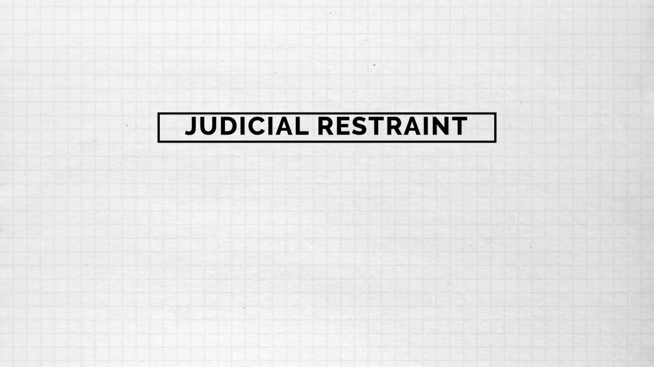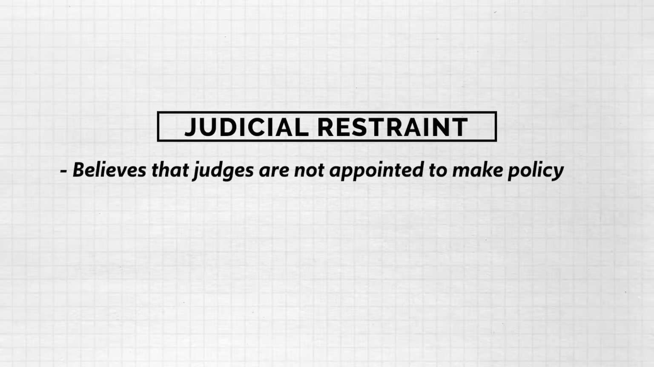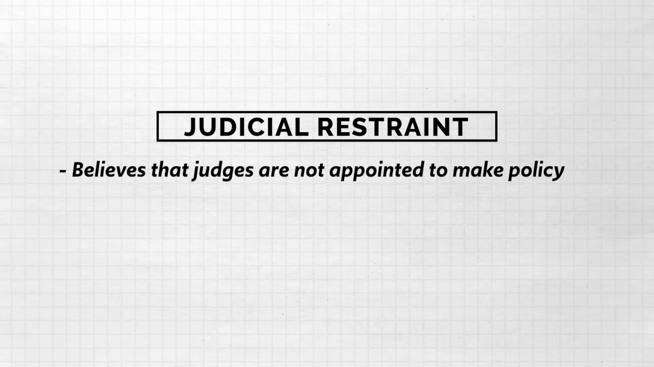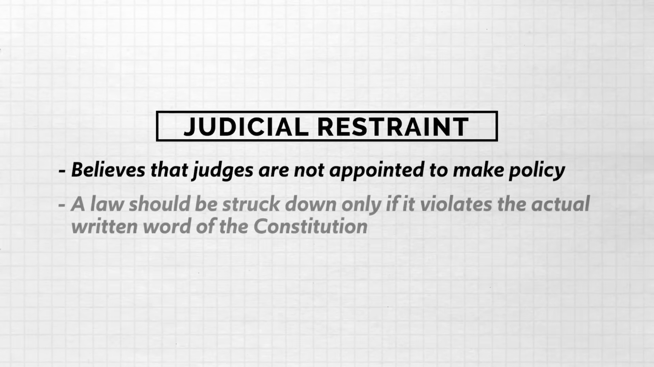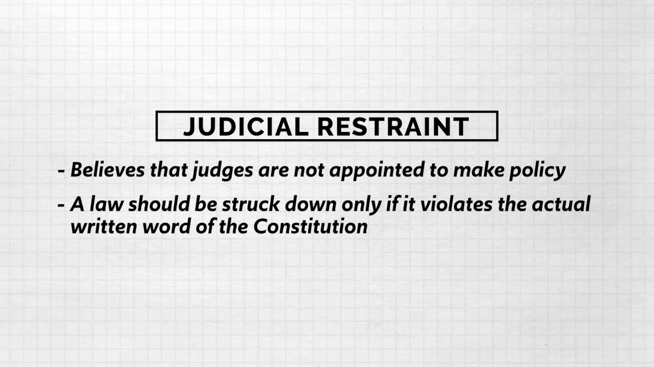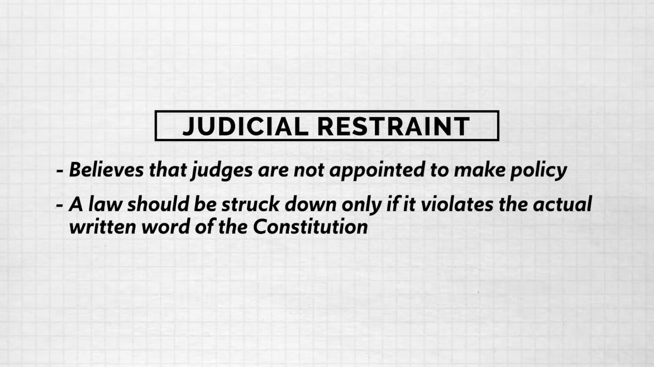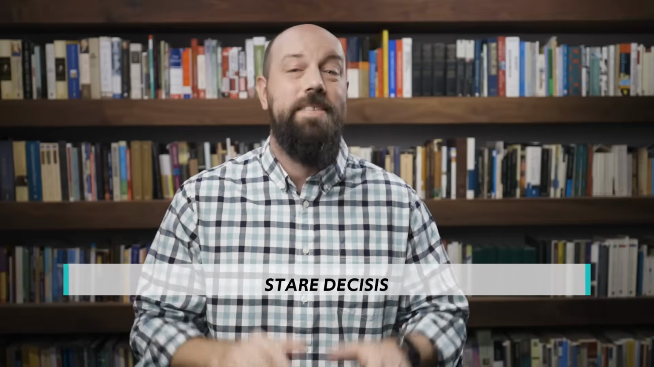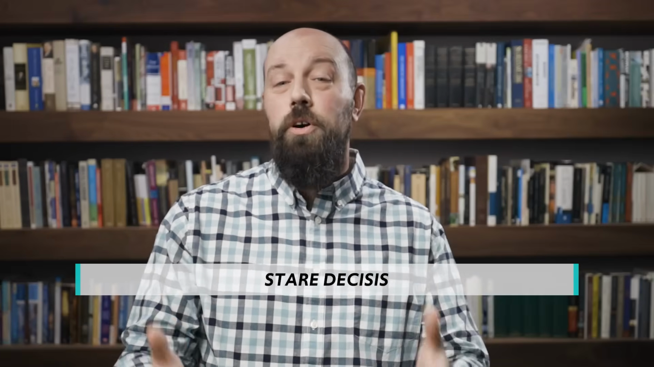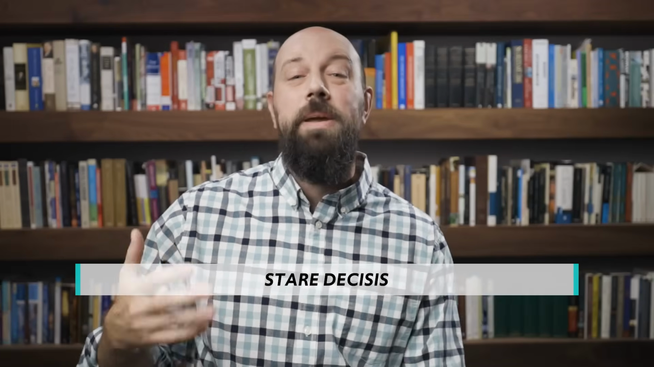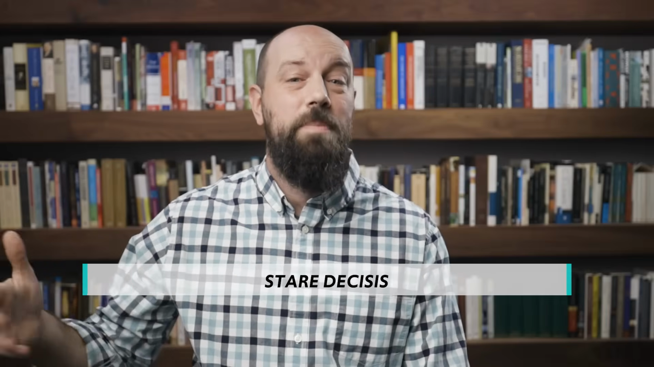Now, the other term you need to know to describe the court is judicial restraint. Justices who adhere to this idea believe that judges are not appointed to make policy, like that's the job of the legislature. Therefore, a law should be struck down not in consideration of its effects on society, but only to the degree that it violates the actual written word of the Constitution. Those who fall in the judicial restraint camp put a huge emphasis on precedent and the principle of stare decisis. It would be very hard to find a court devoted to judicial restraint that also made a habit of overturning precedents set by former courts.